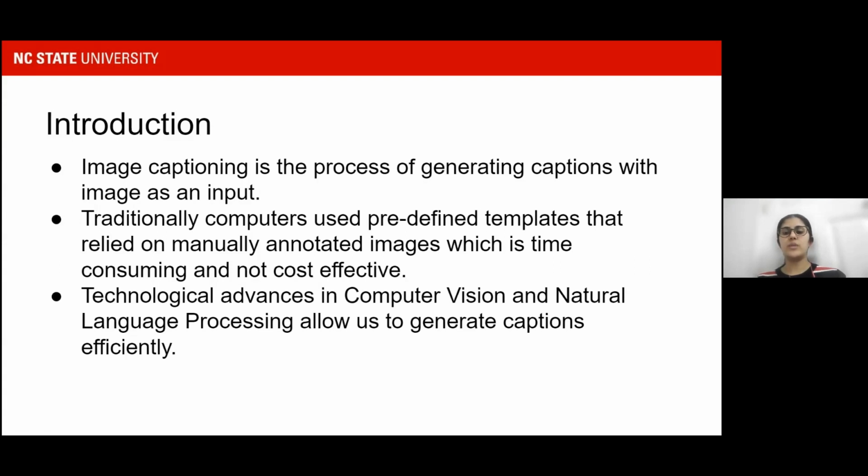In the past, computers relied heavily on manually annotated images, which was very time consuming and not efficient. Also, due to the uncertainty in producing feasible image descriptions, there is a need for a robust model which can produce linguistically correct image captions. Due to several technological advances in computer vision and natural language processing, we are now able to generate these captions more efficiently.